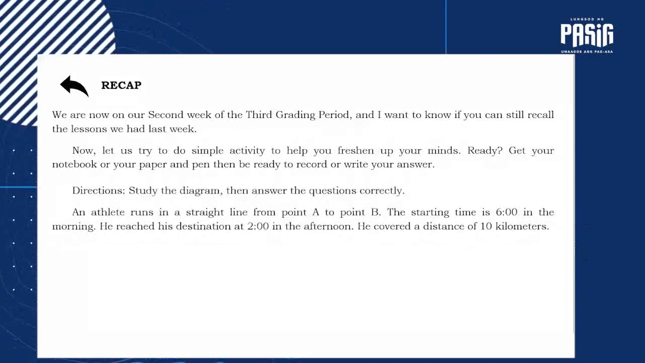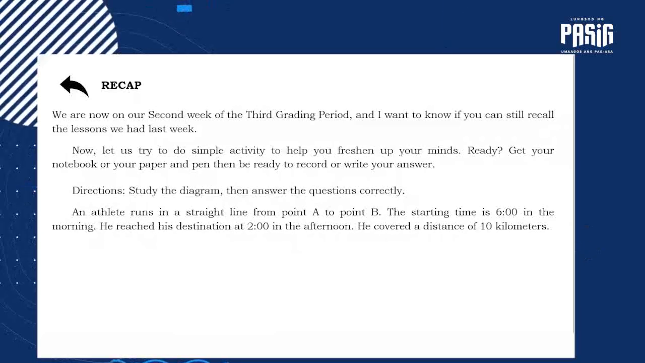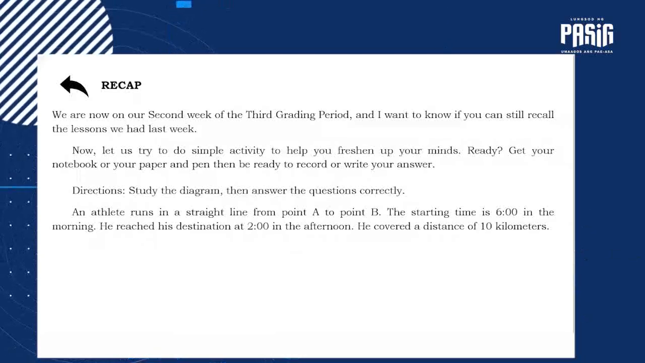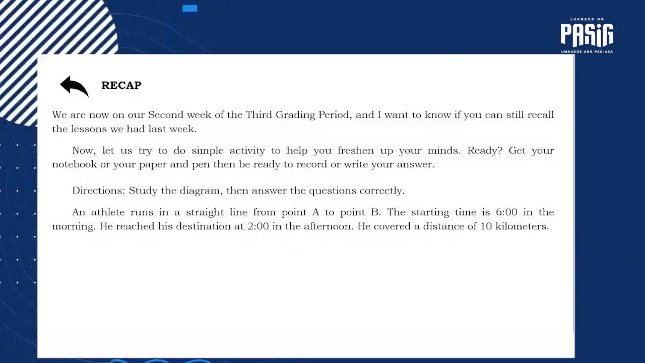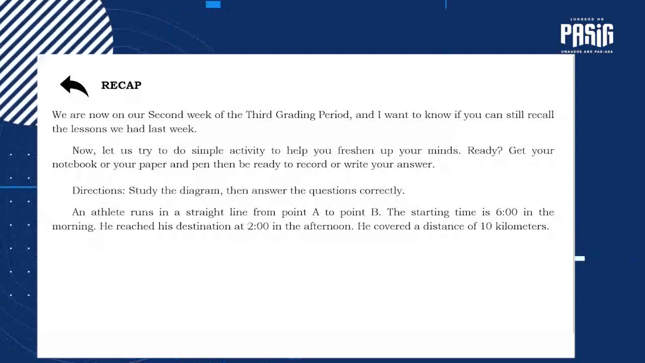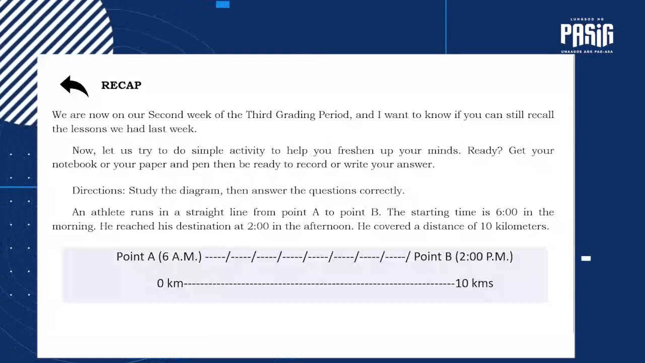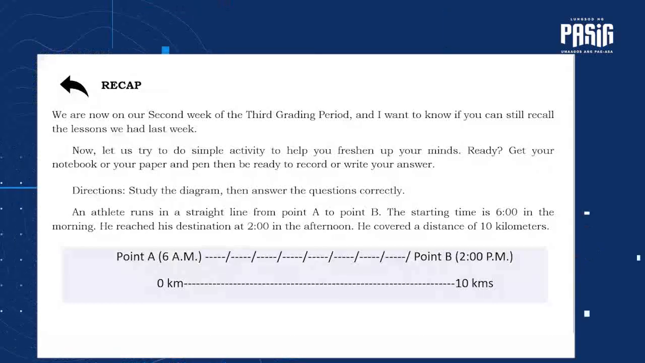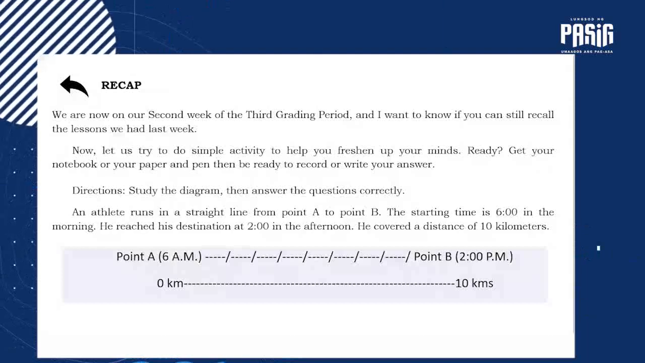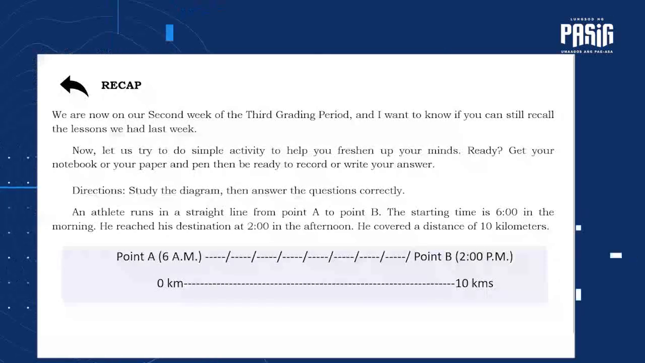Directions. Study the diagram, then answer the questions correctly. An athlete runs in a straight line from point A to point B. The starting time is 6 in the morning. He reaches destination at 2 o'clock in the afternoon. He covered a distance of 10 kilometers. Look at the diagram. So we have point A, 6 a.m. up to point B, 2 p.m. And it covers from 0 kilometer to 10 kilometers. What is your answer?